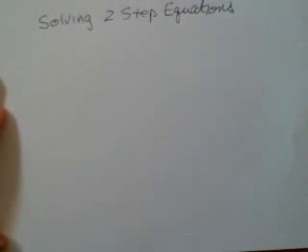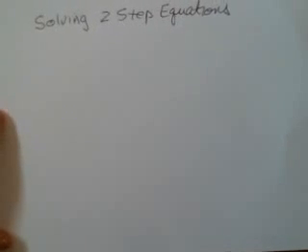And we're going to remember our basic rules that we've always followed. Namely, that our goal is to get the variable by itself. In other words, isolate the variable. And whatever we do to one side, we're going to do to the other side.